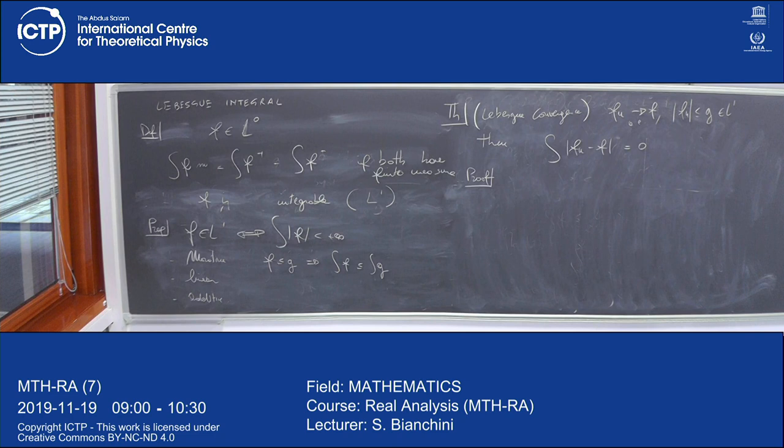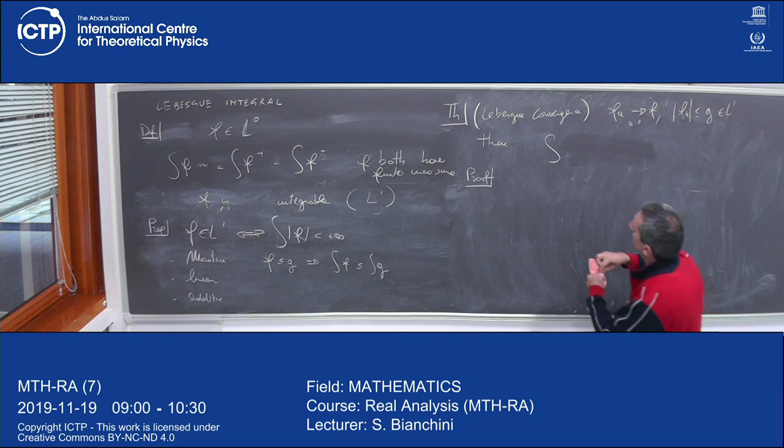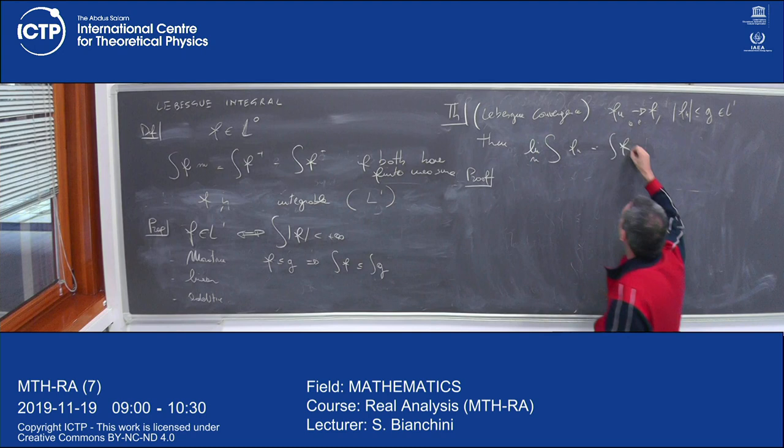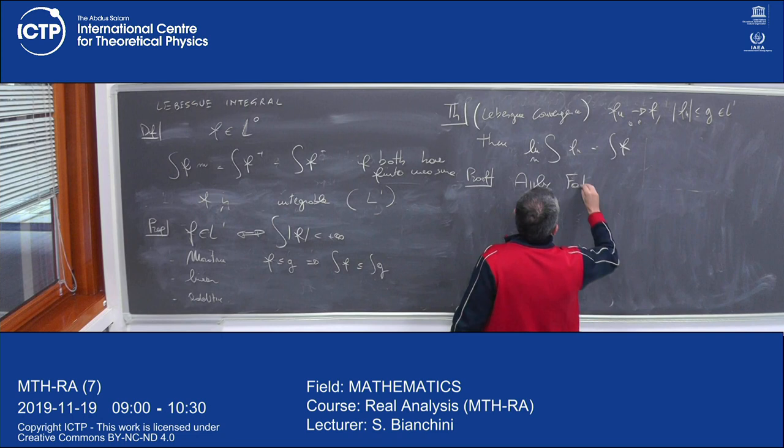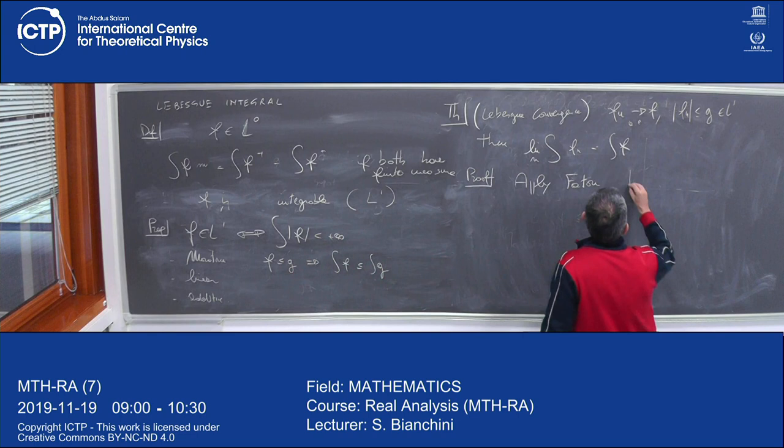Okay, let's prove something different. Let's prove it's a consequence. Let's prove that the integral of F is equal to the limit of the integrals, just because it's easier. Well, the other is the same. It converges to zero, then you add something. So let's prove this one. It's Fatou, because I have the g. So apply Fatou, which requires a function to be positive, to Fn plus g, because of this sign.